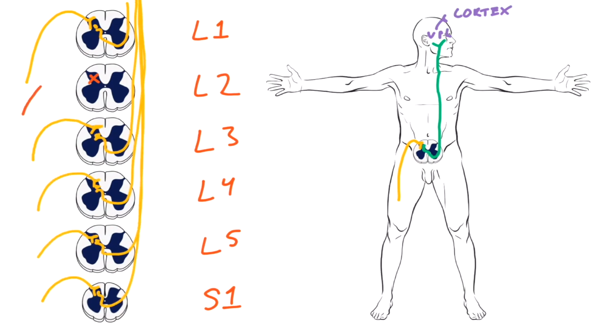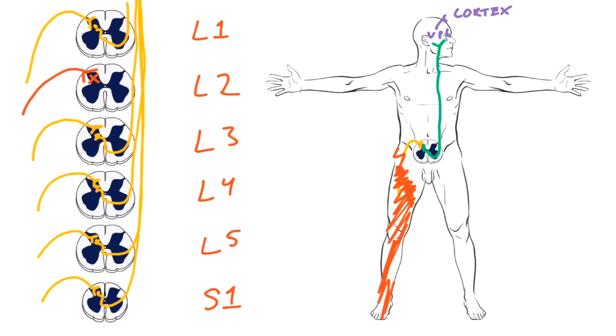Whereas the L2 spinal cord level would be damaged, and you'd lose signal at that specific level. And if this were the case, then this patient would only have loss of pain and temperature sensation at the L2 dermatome, which would look something like that.